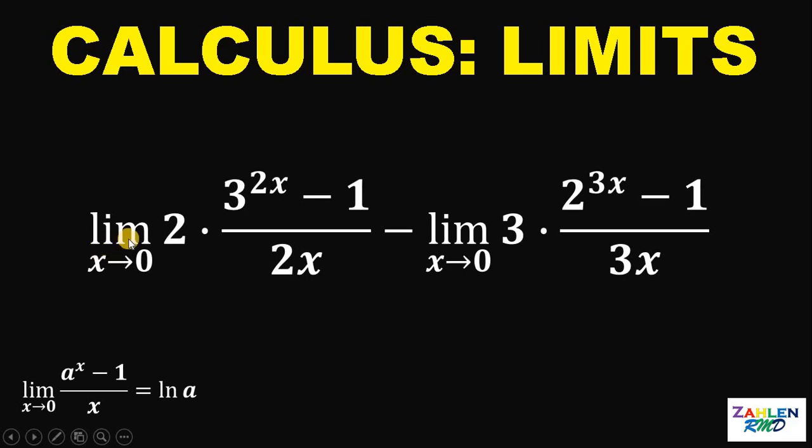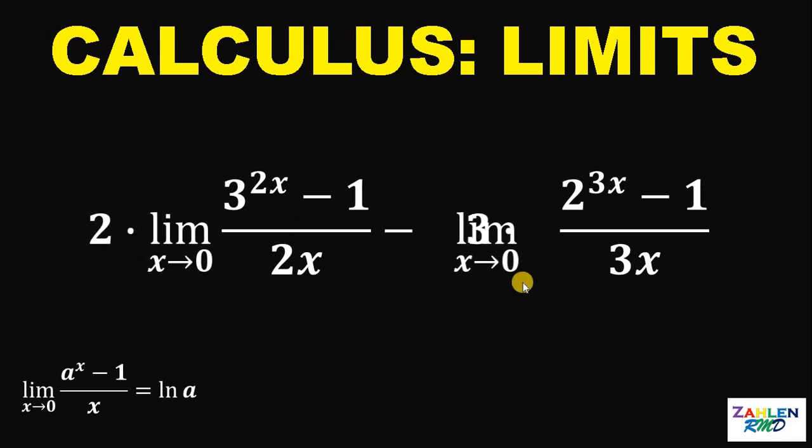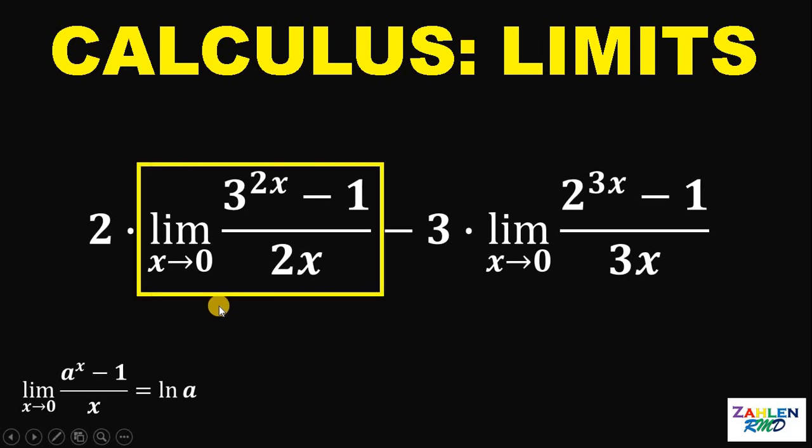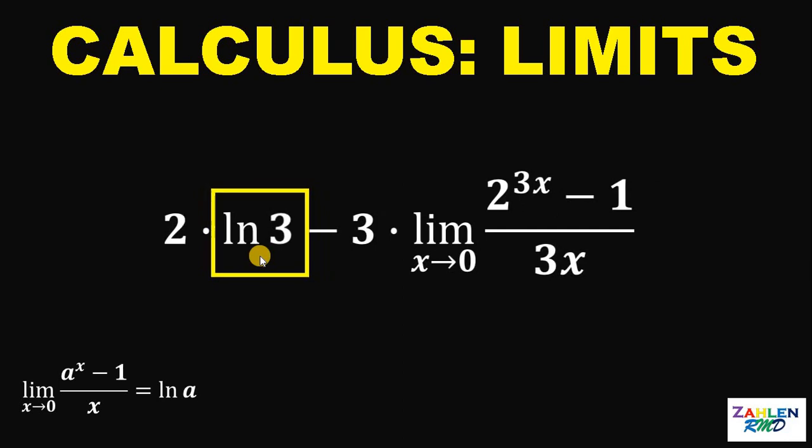Also take note that we can separate limit by multiplication. Take note that the limit of a constant is the constant itself. So we can put this constant in front of our limit. We can do the same thing on the other term. Now, take a look at this expression. The limit of (3 raised to 2x minus 1) over 2x as x approaches 0 is exactly the identity that we want to use. Therefore, this limit is equivalent to just ln of 3.